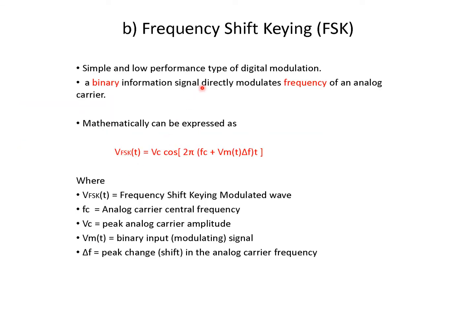Now coming to the second type, which is frequency shift keying. In frequency shift keying, as we already discussed, instead of amplitude as in ASK, we will change frequency in FSK. So this is also a simple modulation scheme. The binary signal will modulate the carrier frequency. It can be mathematically expressed as VFSK, where VFSK of t is equal to Vc cos 2 pi (Fc plus Vm of t delta f) t.